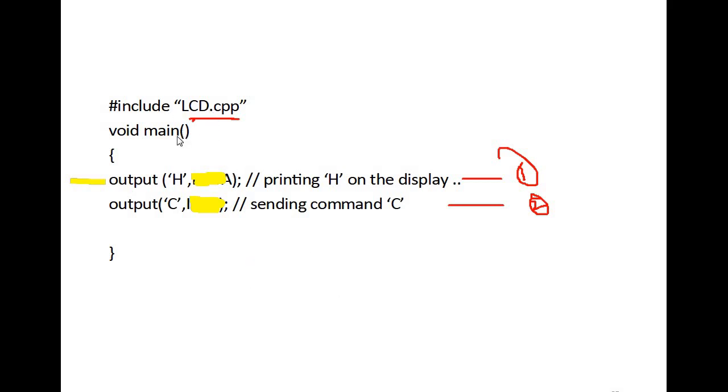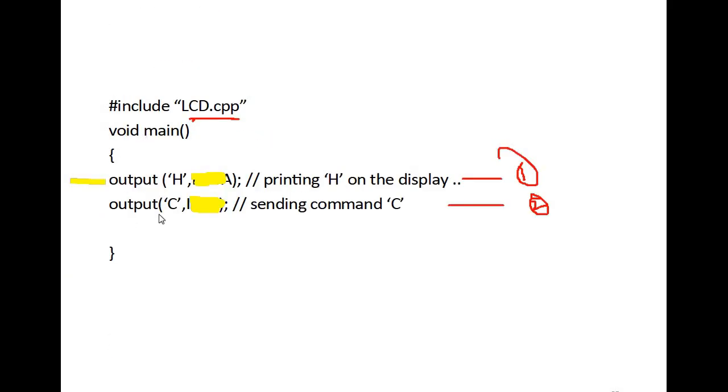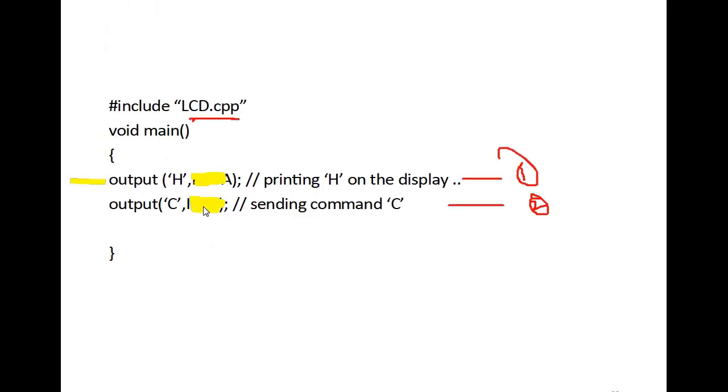In LCD.cpp main, of course, we can output H, so we are putting H on the display, and we can output C to send the command C. When we were outputting, we were calling the output function. In the output function, if we are printing data, we specify it with data, and if we are providing a command C, we provide the INST instruction byte over here. So this is how the thing works.